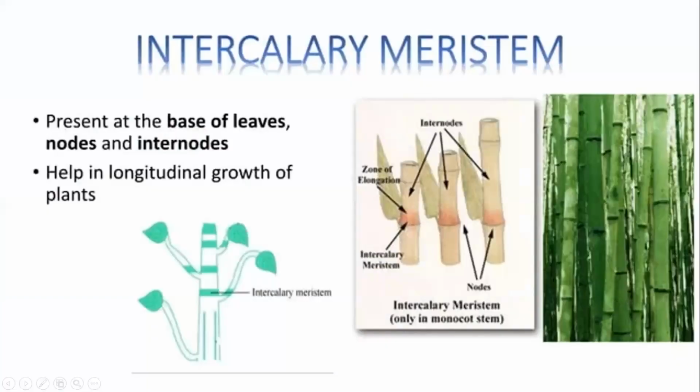Next is the intercalary meristem. It is present at the bases of the leaves, nodes and internodes, and helps in the longitudinal growth of the plants. These are the nodal regions where the intercalary meristem is present, mainly helping to increase longitudinal growth.